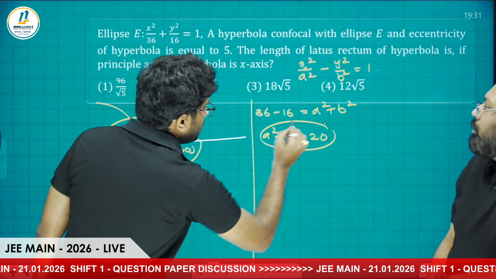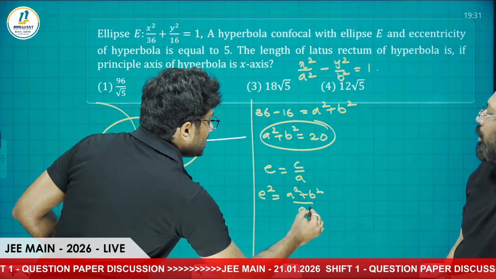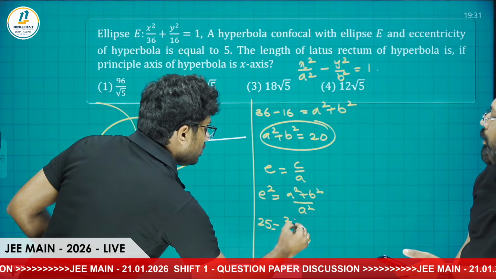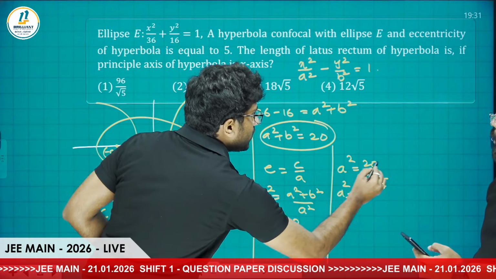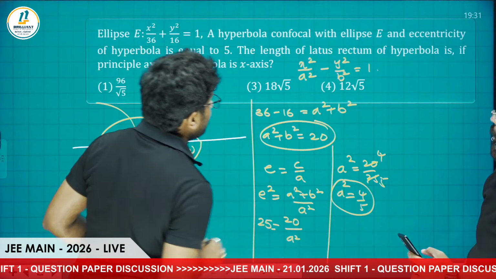Now they have also given the eccentricity of the hyperbola. What is the eccentricity of the hyperbola? e is equal to c by a. So the square of this is e square equal to c square, which is a square plus b square, divided by a square. That is 25 is equal to a square plus b square, which we already know is 20, by a square. So from here a square is equal to 20 by 25, which is 4 by 5. A square is equal to 4 by 5.